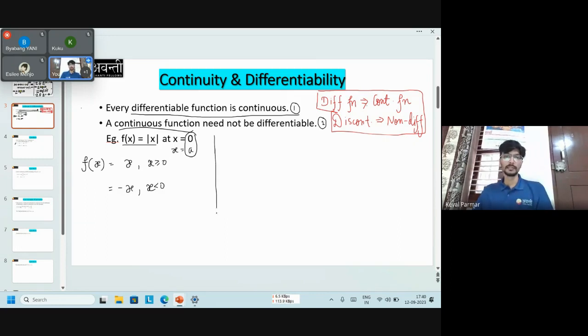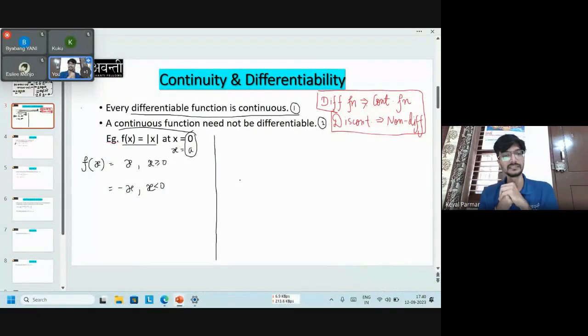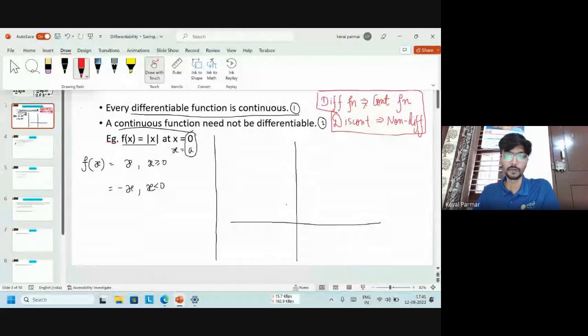But in the starting I said if you know graphs, if you know how to read a graph, that means you are done with most of the problems in calculus, almost 50% of the problems. Why is that? Let me show you. If you know the graph of mod of x, I hope you know the graph of mod of x.